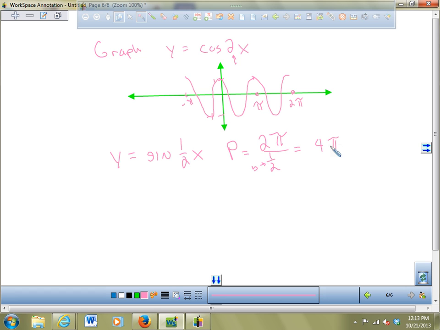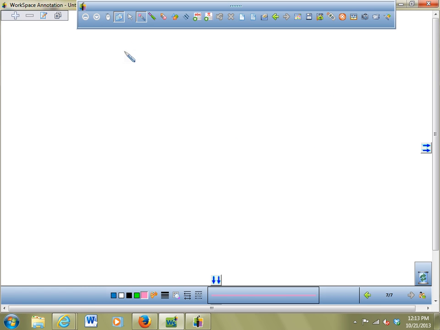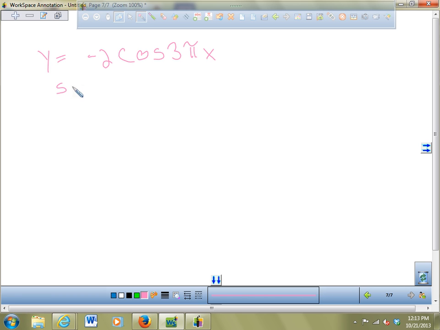What if I had something like, so then they like to confuse you, so they'll throw you something like the cosine of 3 pi x? And they say sketch, let's do this, y equals -2 cosine of 3 pi x, sketch the graph.